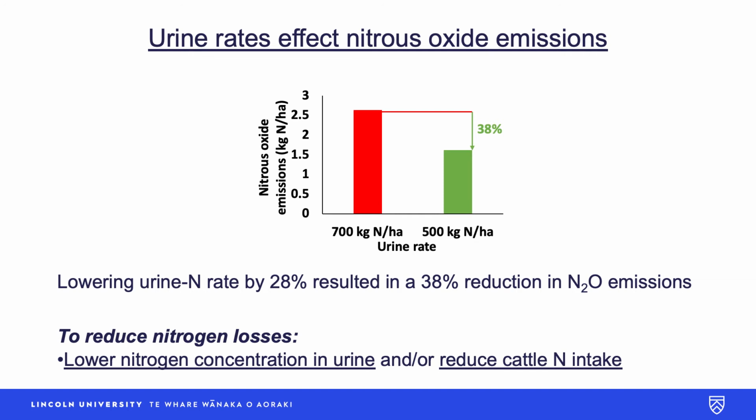We also saw the same for nitrous oxide emissions. Lowering that urine rate just 28% resulted in a 38% reduction in nitrous oxide emissions. So it's a really efficient way of reducing those nitrogen losses, lowering nitrogen concentration in urine and/or reducing cattle nitrogen intake.